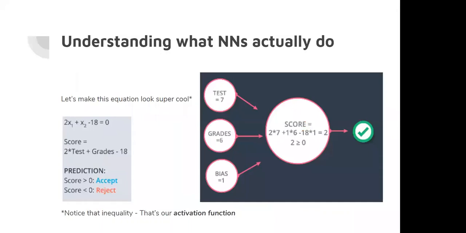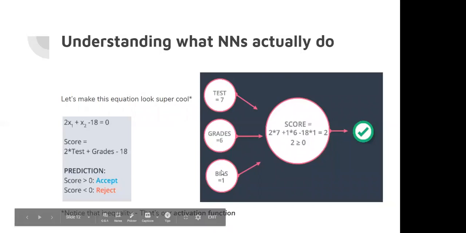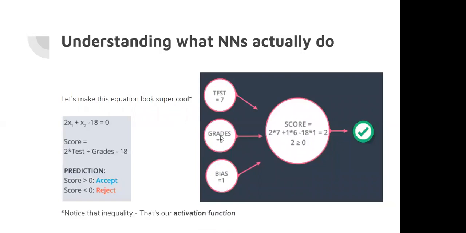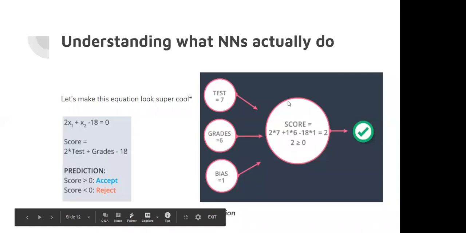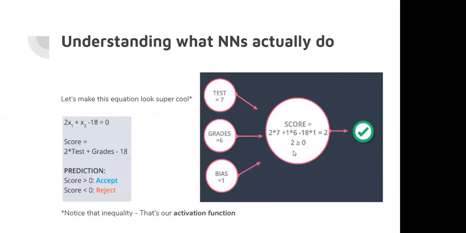How you can make them look super cool is you can actually have these nodes which are called input nodes. It's the same equation, the same thing. Input nodes: test, grades, and bias. Everything is getting summed up in this one node, which is calculating 2x1 plus x2 minus 18. So x1 is my test, so that's 2 times 7 plus 1 times 6, which is grades, and minus 18 times 1, which is a bias, equal to 2.